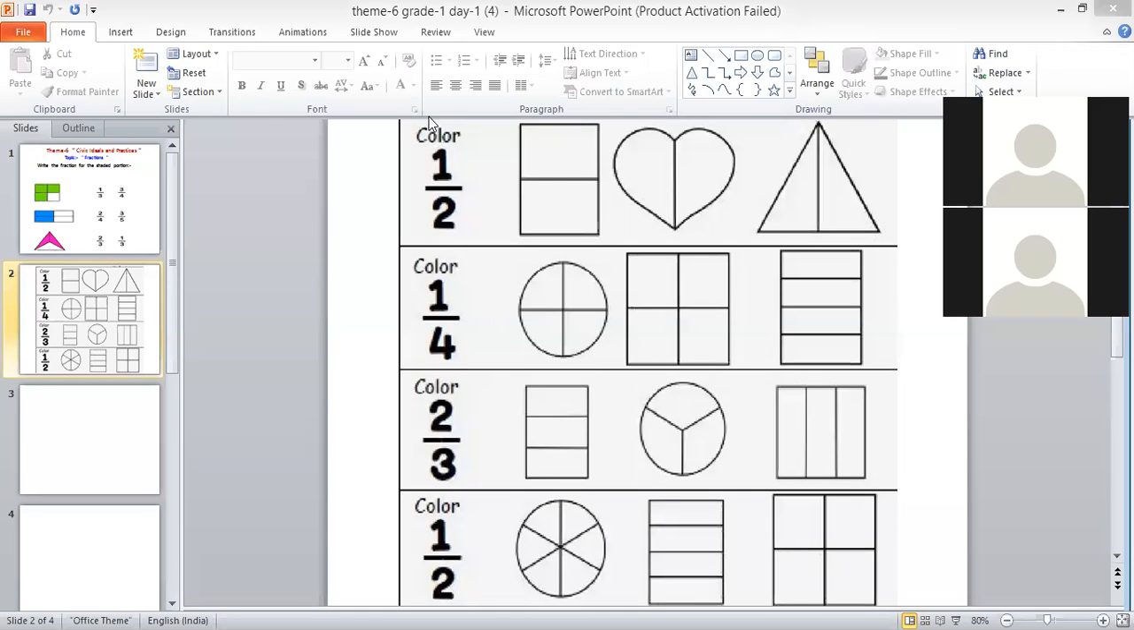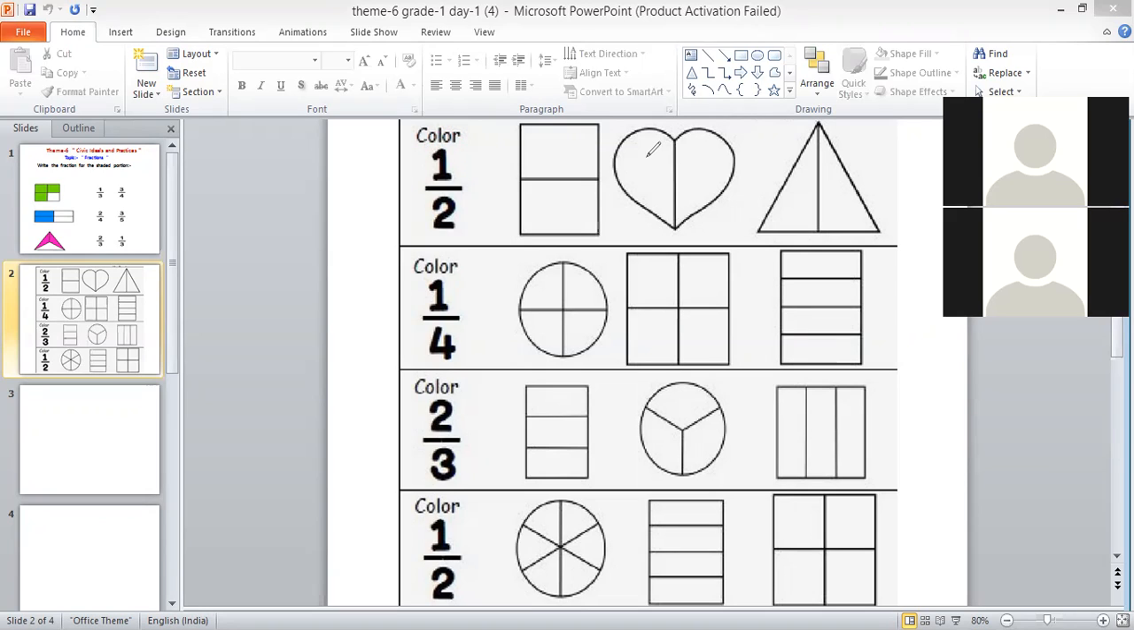So out of these 2 parts, how many will we color? Only one. Ritvik, we always look at the number which is above the line. So above the line, what is the number? 1. Yes. So out of 2 parts, we will color only how many parts? 1. Yes. So we will color only one part.